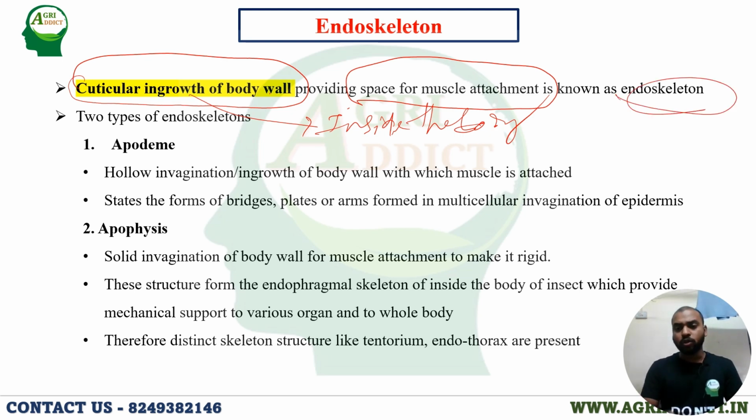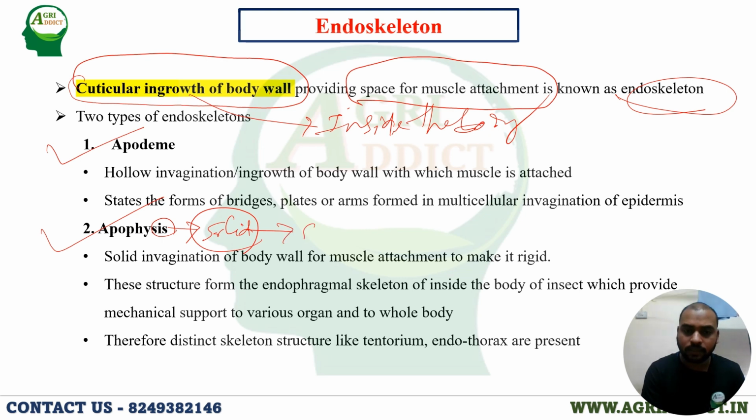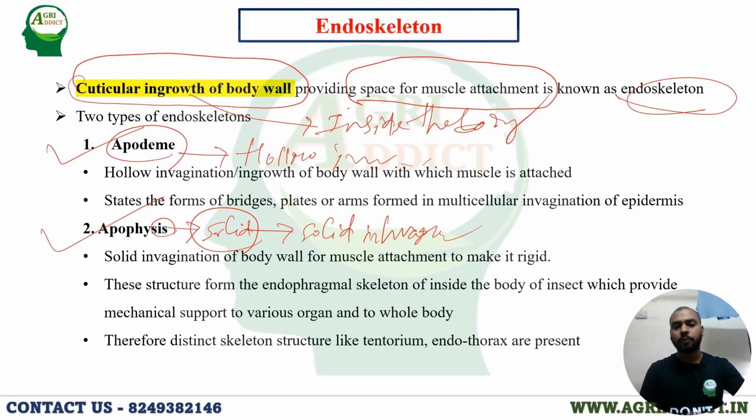There are two different types of endoskeleton: one is apodeme, another is apophysis. Here is one trick: if you are not able to remember which is which, just remember that apophysis has an S. S means solid, so apophysis is solid invagination. Apodeme has no S, so it is hollow invagination. These are the two different types of endoskeleton.